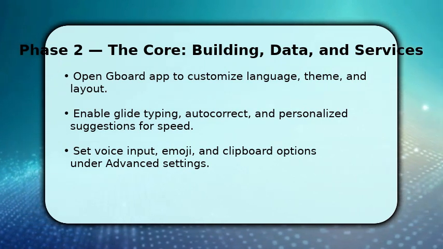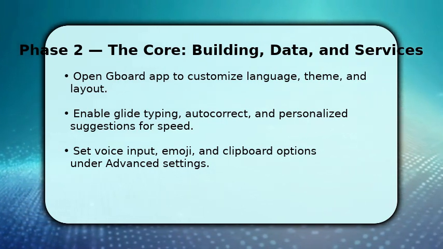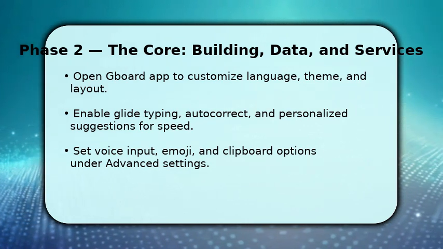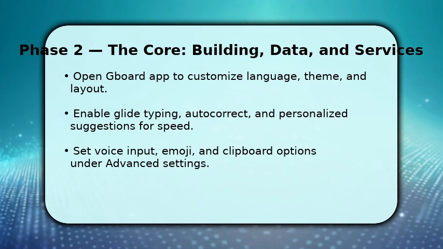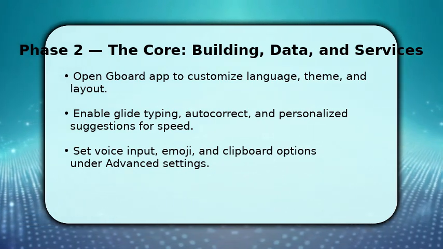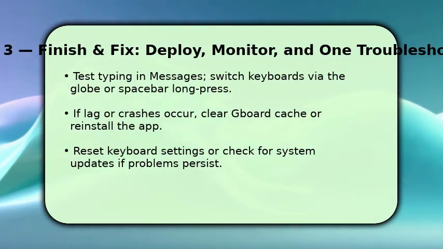Once done, go into Advanced Settings to turn on voice input, emoji suggestions, and clipboard syncing so your snippets are available. These details speed up typing and make Gboard feel like it was built for your habits. You now finish by testing Gboard in a messaging app. Type, glide, and use voice input to confirm functionality.